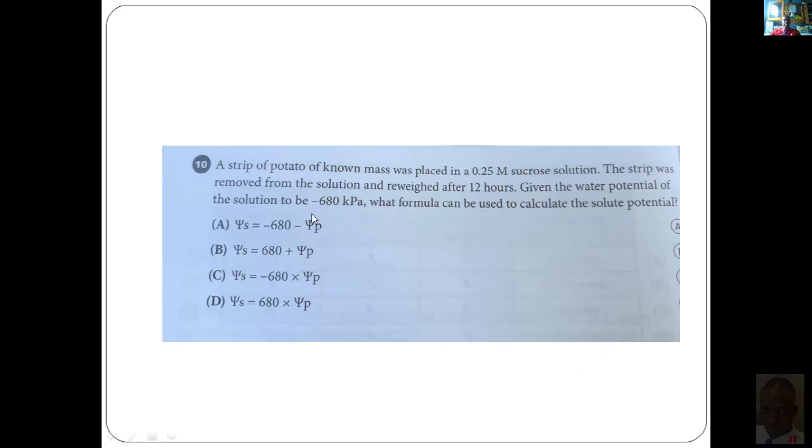What formula can be used to calculate the solute potential? I think I did not address this in the PowerPoint presentation, so it'd be unfair to actually give this question. But what it would mean is that the pressure potential plus the solute potential equals the overall water potential. This question 10, I'll deal with when we meet in person. If not, I'll address it in my next presentation.